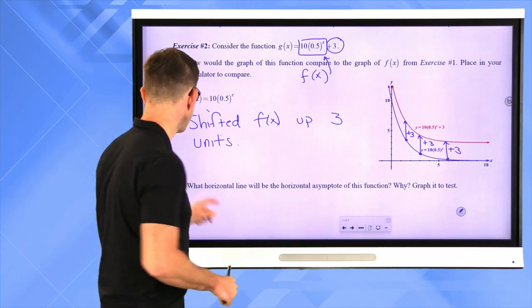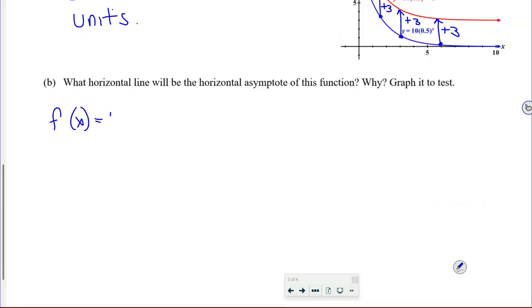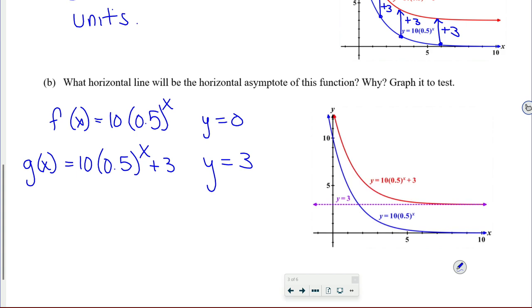All right, well, again, just keep in mind, f of x was equal to 10 times 0.5 to the x, and it had the horizontal asymptote y equals 0. G of x is 10 times 0.5 to the x plus 3, so we suspect it's going to have the horizontal asymptote y equals 3. And that's exactly right, and it would look something like that.